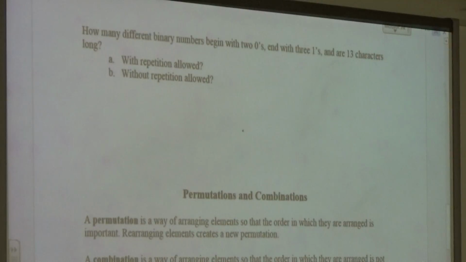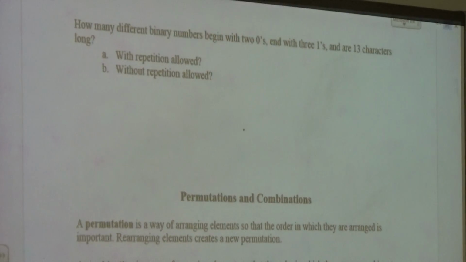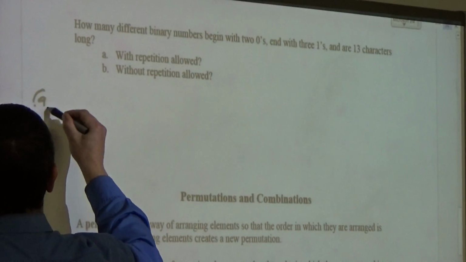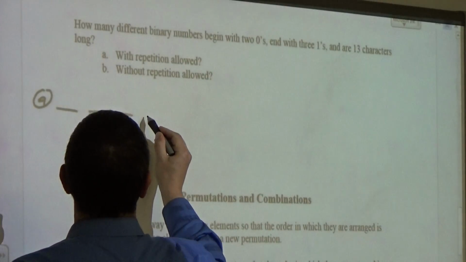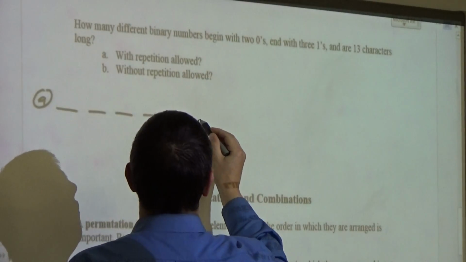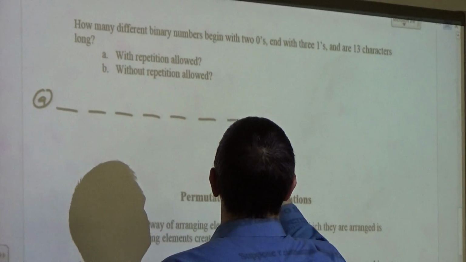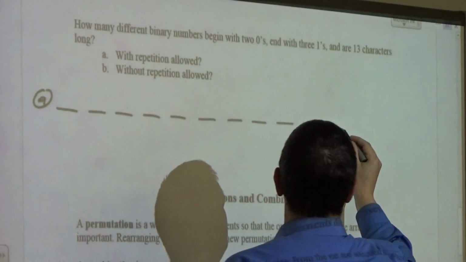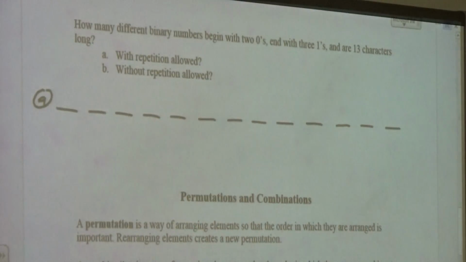And then we can do the same thing with these binary digits. How many binary numbers begin with 2 zeros, end with 3 ones, are 13 characters long, with repetition allowed? So we'll draw our 13. That's a lot. It is, but if you die from writer's cramp, let me know. 3, 4, 5, 6, 7, 8, 9, 10, 11, 12, 13. It's not difficult.